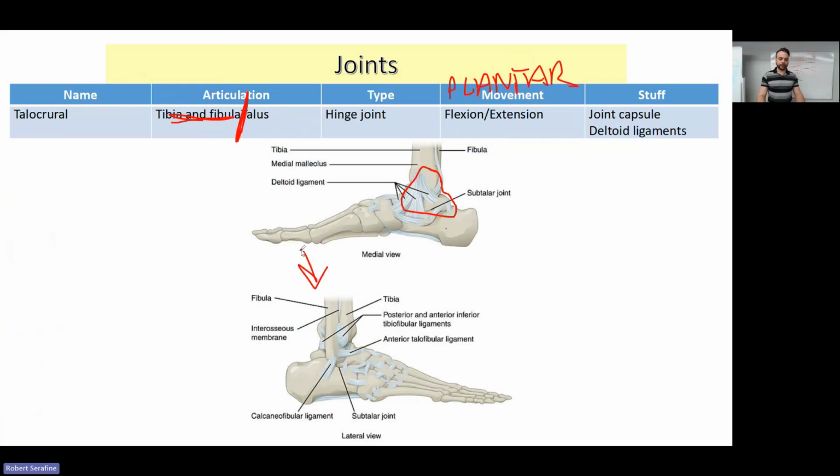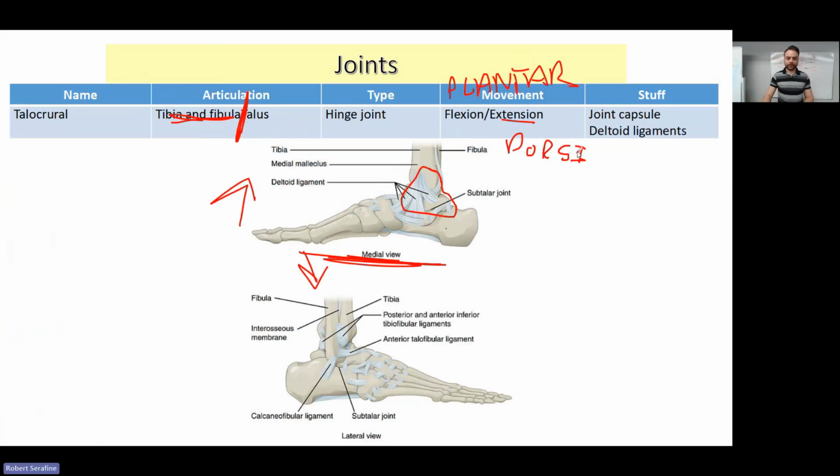Because you would imagine, this is the plantar surface of the foot, and it's moving downward, right? So we're almost like planting our foot into the ground. And then we have extension, which is to point my toes upward, or to essentially bring the top of my foot towards my shin bones, aka my tibia and the fibula. We actually call this dorsiflexion.